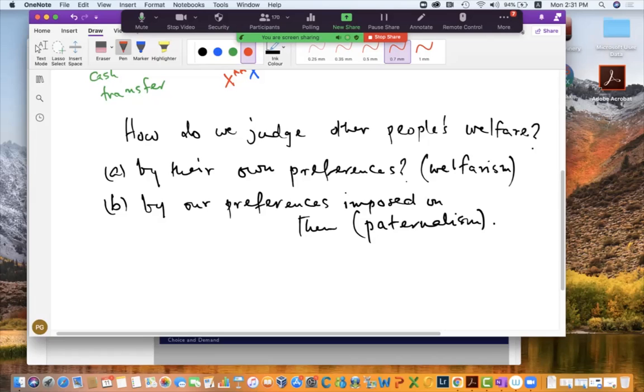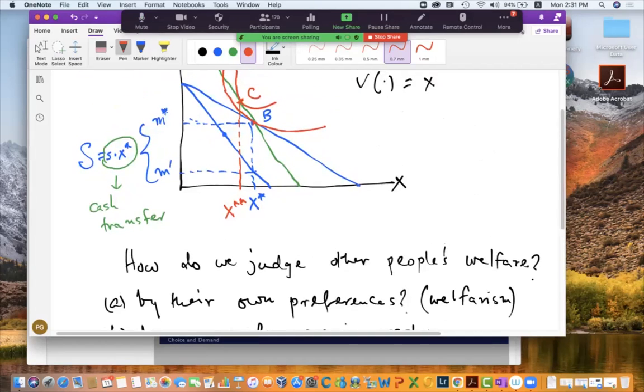This is an ethical choice. This is a philosophical choice. This is not something which is objective or written in stone, right? I can be welfarist and you can be paternalistic, and there's no absolute sense in which one can say that I'm right, you're wrong, or the other way around. Yes? Okay, sir.